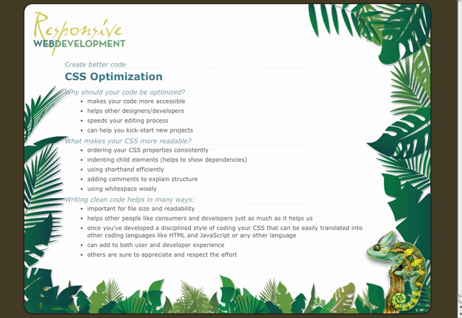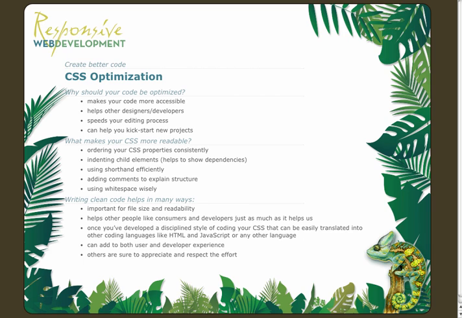You also want to add comments to explain structure. If you can comment your code, it makes it much easier for other people to see what it was that you had intended to do, or even for you to make changes later on when you come back to a project. You also always want to be aware of how you're using white space, and you want to use it wisely. So we'll talk about some of these things in these upcoming videos.